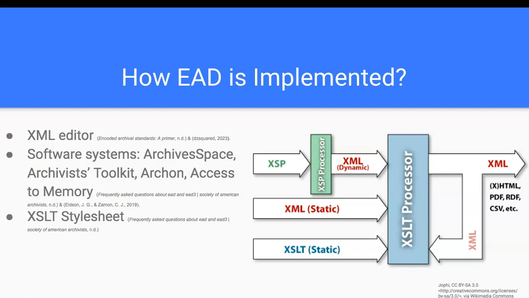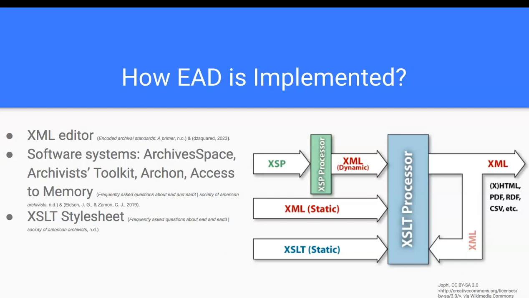So EAD is implemented in a few different ways. There are various programs called XML editors where you type in the XML code yourself, but it has a lot of assistance, just double checking to make sure the XML is correct, and other helpful elements. There's also software systems like ArchivesSpace, Archivist's Toolkit, Archon, and Access to Memory, where it writes the XML for you and it helps you know what information you need to add into the finding aid to create it. However, ArchivesSpace has not been updated to EAD 3 yet.